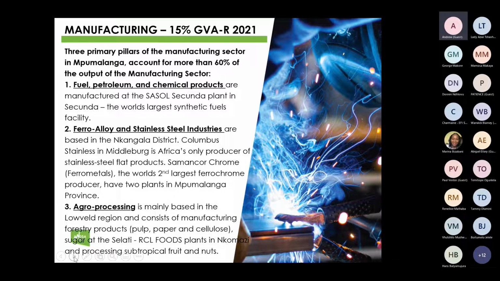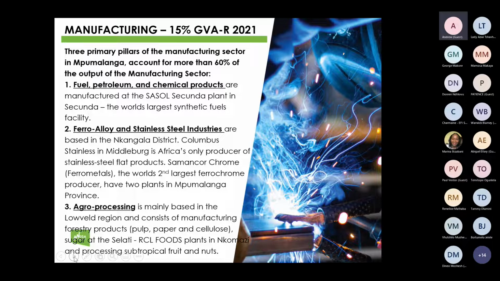Secondly is our ferroalloys and stainless steel industries. These are based in Nkangala district, and companies like Columbus Stainless in Middelburg is Africa's only producer of stainless steel flat products. Samancor Chrome or Ferrometals is the world's second largest ferrochrome producer, and they have two plants in Mpumalanga.